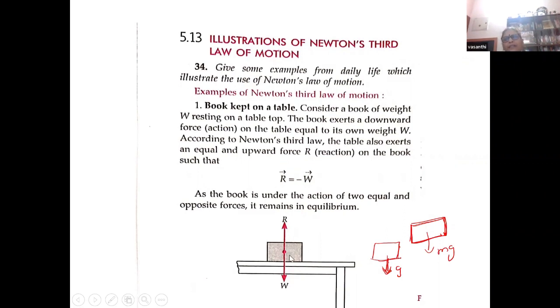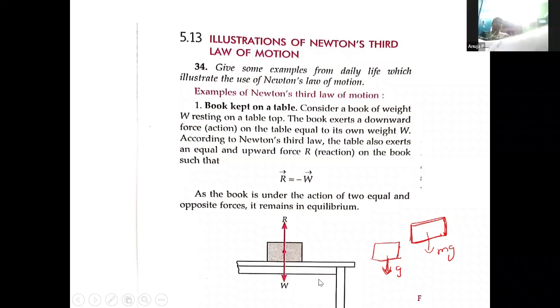So the book is exerting a force equal to W on the table. The table in turn exerts a force, which we call the normal reaction. Why normal? It is perpendicular to the surface. Normal force. So it is in accordance with Newton's third law. So now you understand, children: for every action, there is an equal and opposite reaction. Otherwise, the book wouldn't be in equilibrium. It is in equilibrium because it is under the action of two equal and opposite forces.